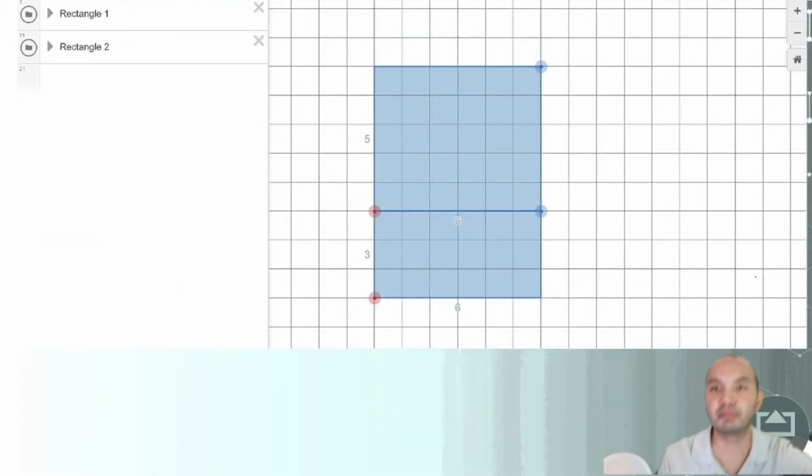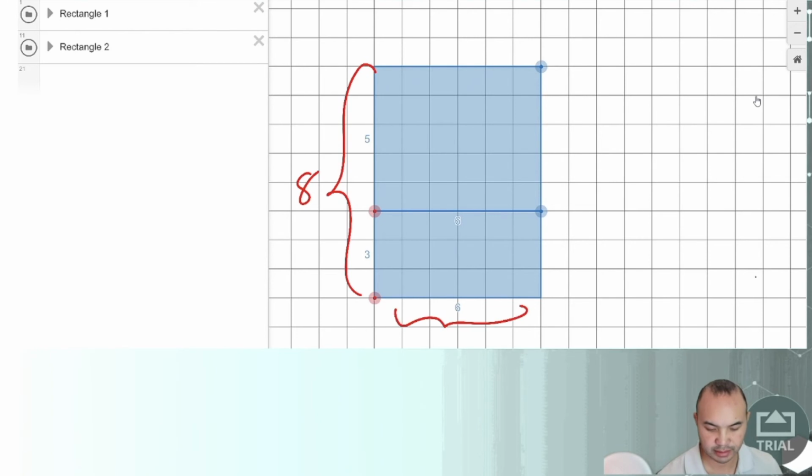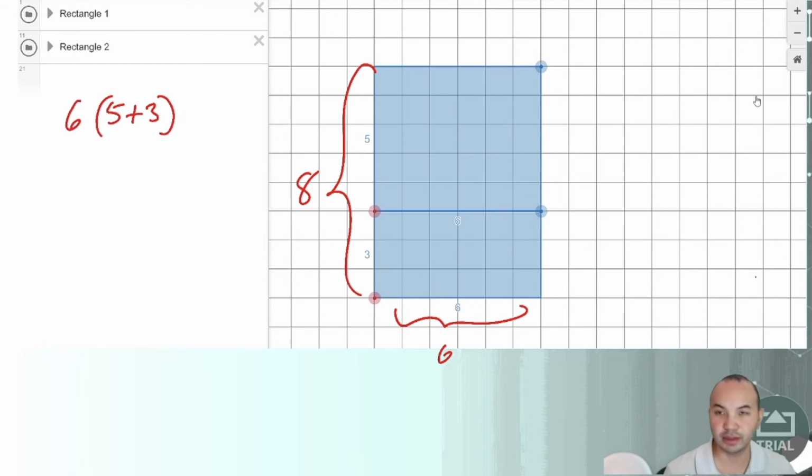Okay, so let's take a look at this model over here. I'll show you this on Desmos later on as well. But look at this. This is a rectangle. How would you find the area of this rectangle? Think to yourselves, what would you do? Because this is 5 and 3, and this is 6. I think a lot of you are thinking, if I just do this, this is 8 times 6. How did you get 8 times 6? Well, you did 5 plus 3, and you multiply that by the width, which is 6. Okay, you can do that.